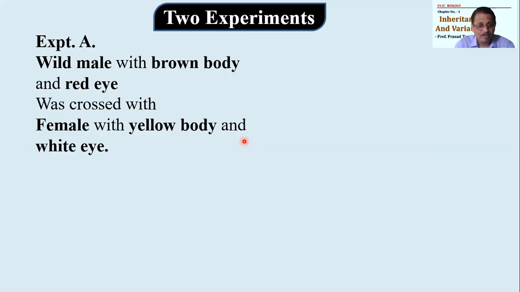मैंने कहा था wild का मतलब क्या है, लास्ट सेशन में कहा है wild genes are dominant genes. Okay, so he took male wild, matlab kya? The body color is brown and color of eye is red, and he crossed this with female. Female was mutated, having yellow body color and white eye.